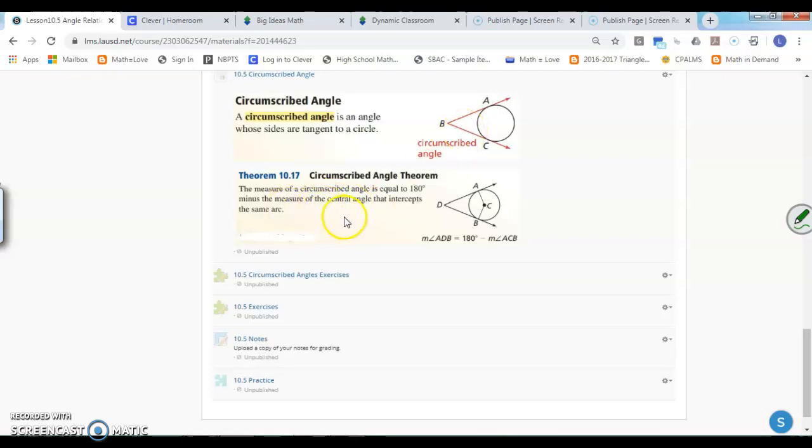Now, according to this theorem, the measure of a circumscribed angle, angle D, is equal to 180 minus the measure of the central angle that intercepts the same arc. So, in other words, this is the angle that we're looking for. It has two intercepted arcs, the major arc and the minor arc. So which arc are you going to use? You're going to use the minor arc. In this case, I'm not saying it's the minor arc all the time. So we're going to use the minor arc that corresponds to the central angle.